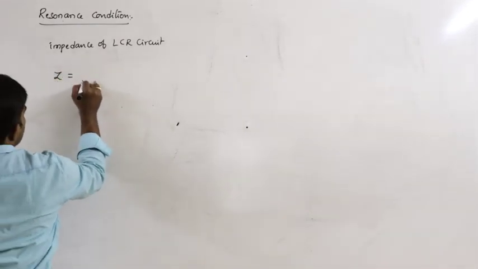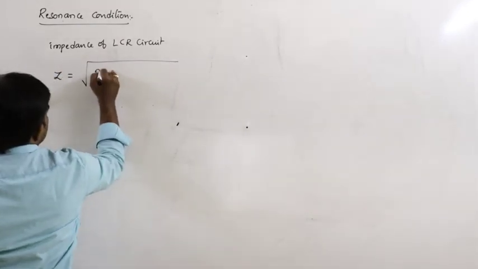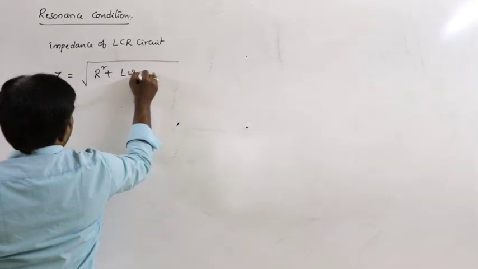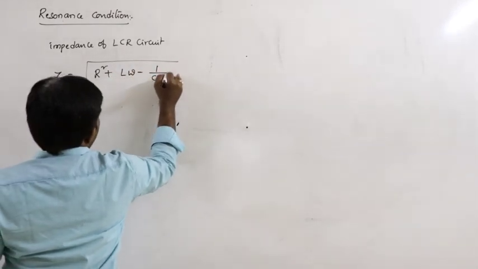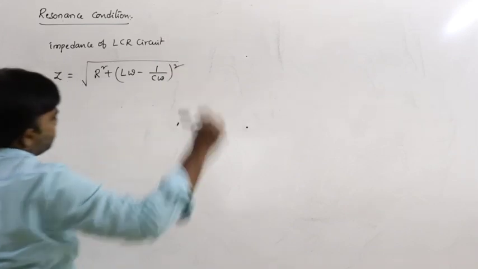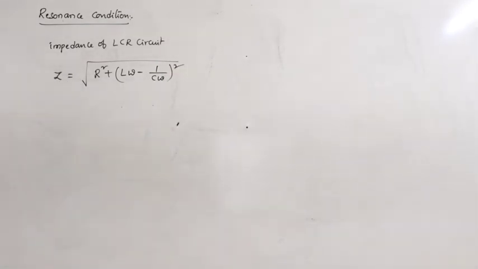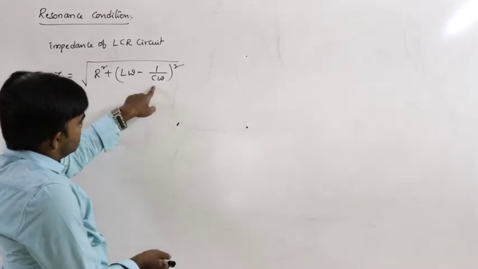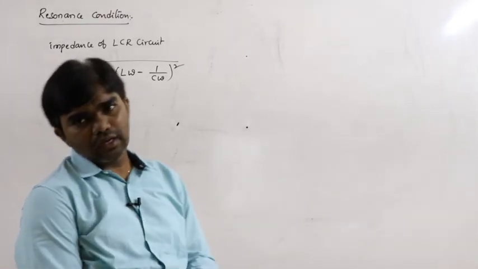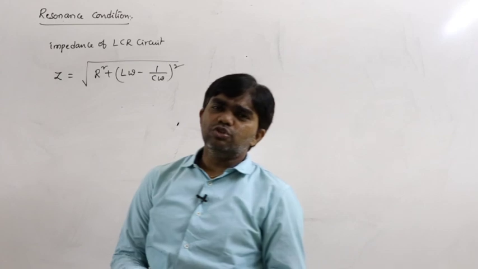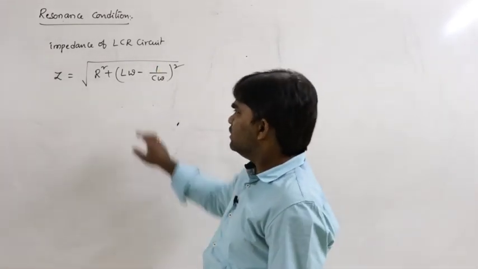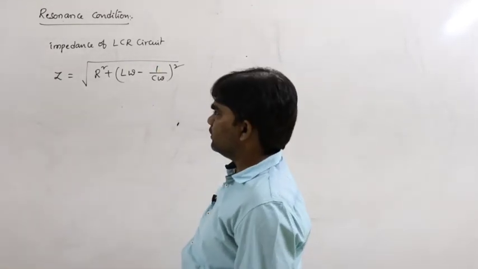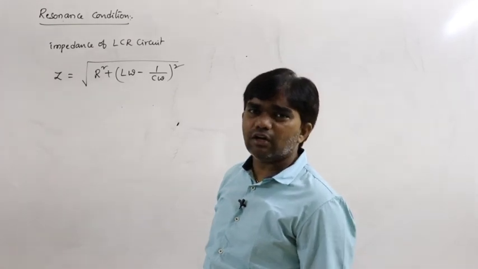Z is equal to the square root of R square plus (L omega minus 1 by C omega) whole square. L omega minus 1 by C omega, or 1 by C omega minus L omega, we can write either. So due to increase in the frequency, that mainly depends on the omega value here. Everything is based on the alternating frequency.